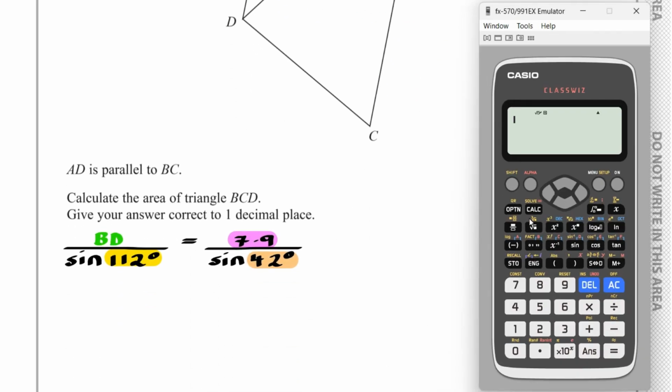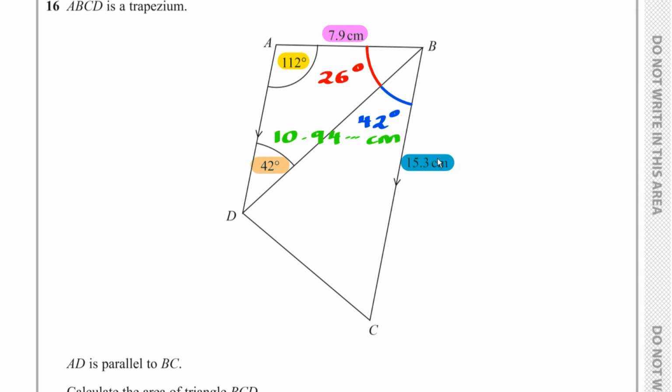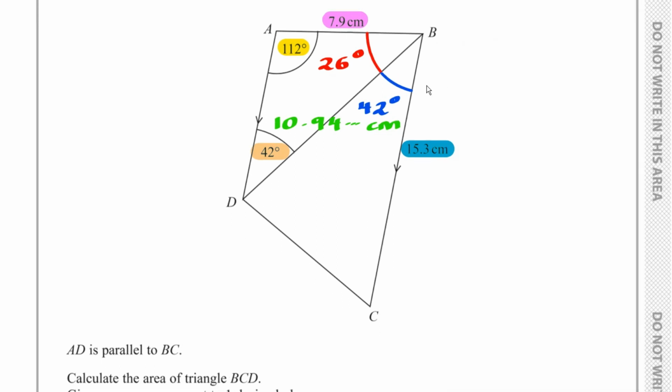So if I find out what BD is, 7.9 over the sine of 42 multiplied by the sine of 112, that's 10.94, etc. So BD is 10.94, etc. centimeters. So now that we know what BD is, we can find out the area of the triangle.